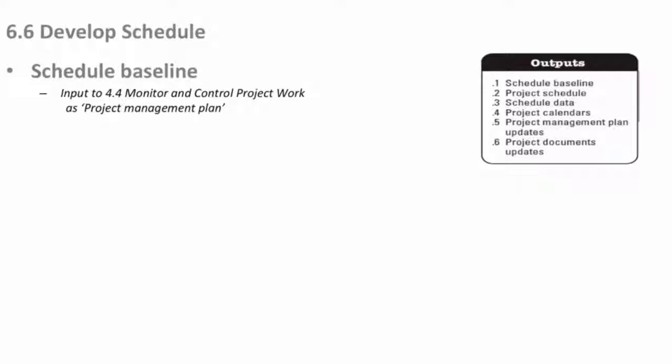And here's another instance. If you actually look at 4.4, you won't see, quote, schedule baseline, unquote, as a direct input into 4.4. It comes in under the guise of project management plan. So schedule baseline is a project management plan component. If it was only the schedule baseline that had impact in the monitor and control work, it would say that. But many other plans also contribute to monitoring and controlling work, so it comes in under the umbrella of project management plan.